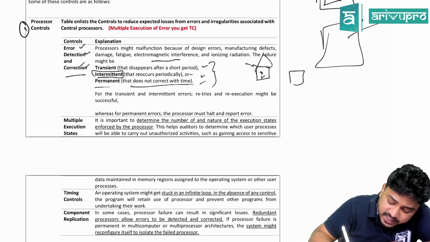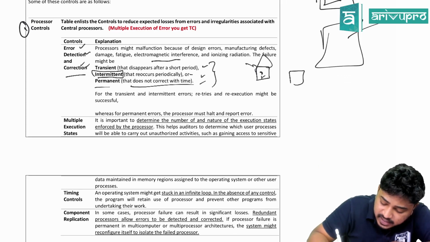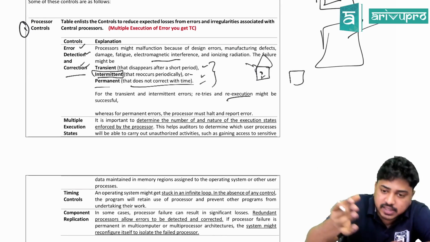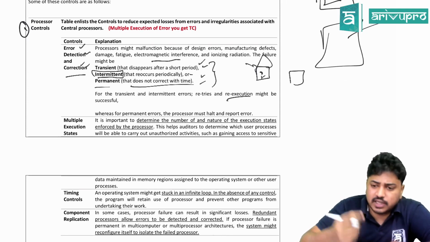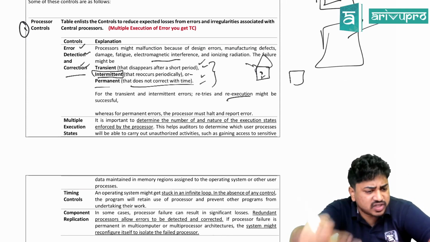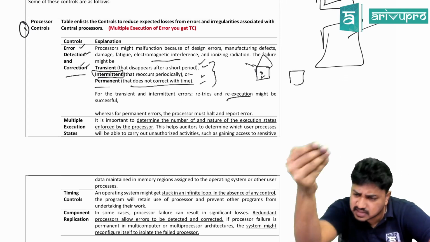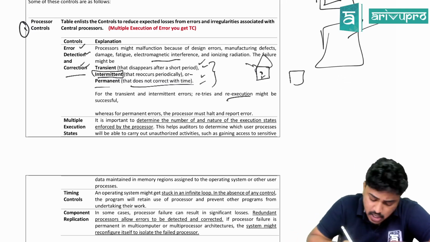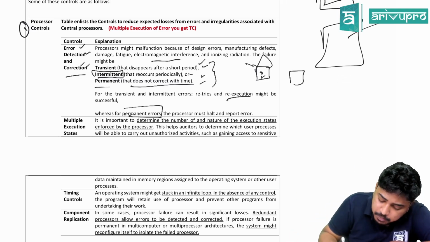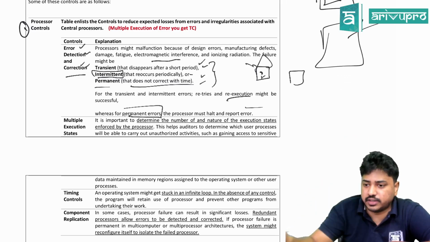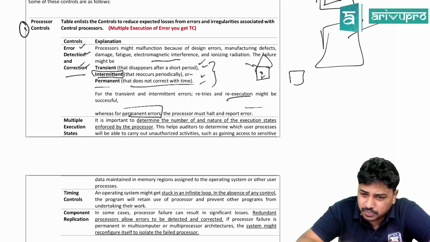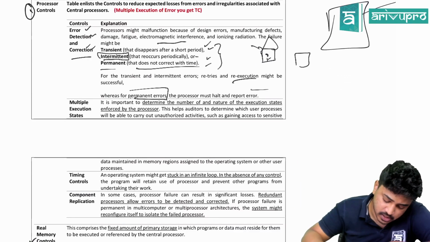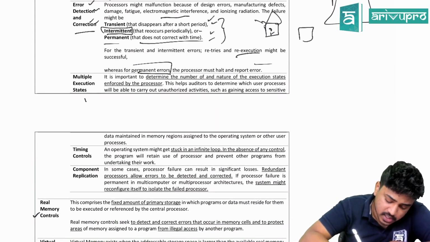Okay. For transient and intermittent errors, retries and reacquisition might be successful. For these two, that is short-term errors as well as those which occur periodically, if you retry the system, it might work. But for permanent errors, the processor gets halted. Halted means it gets stopped. Okay, done. That is one thing.